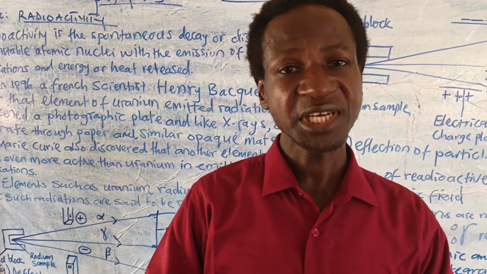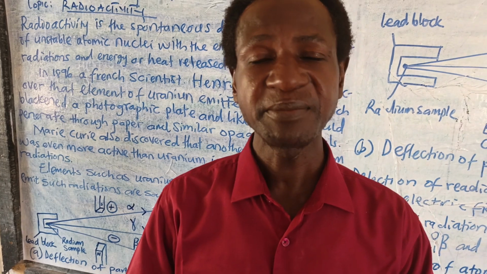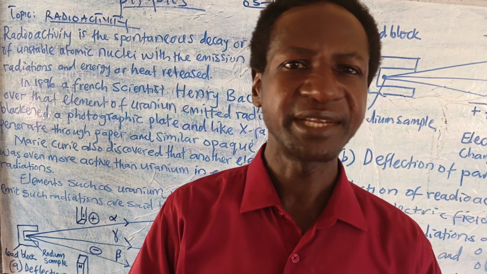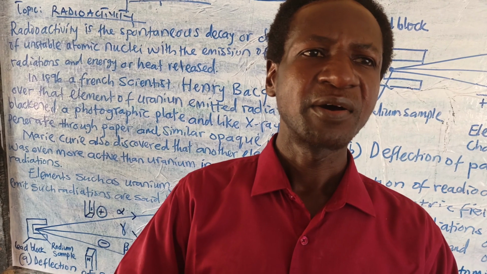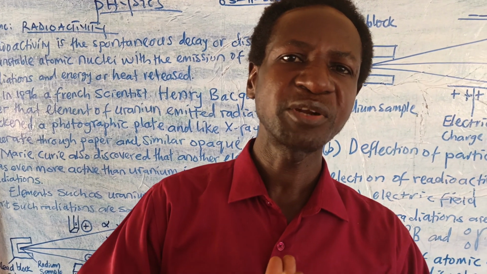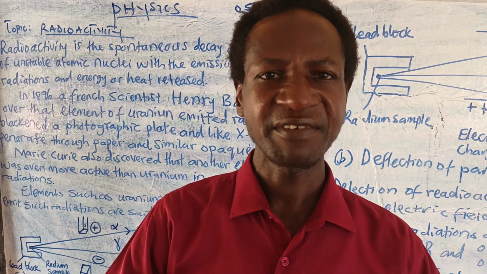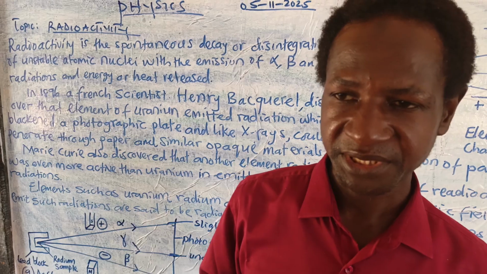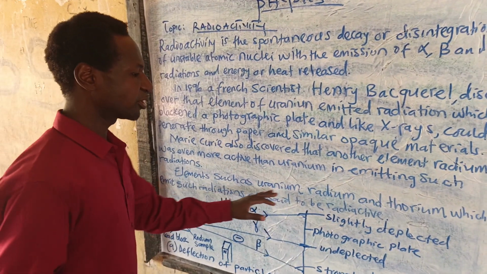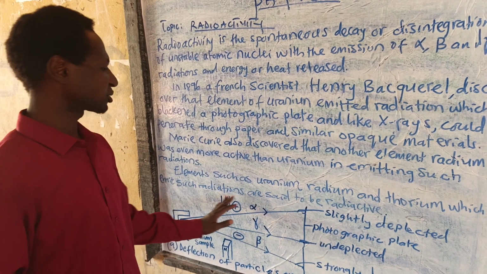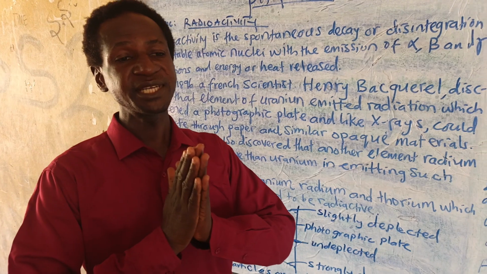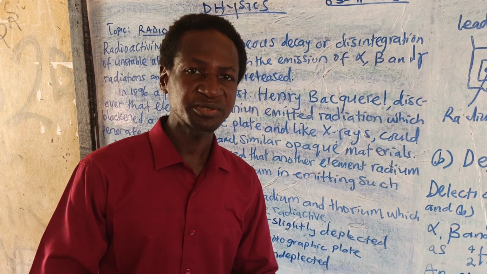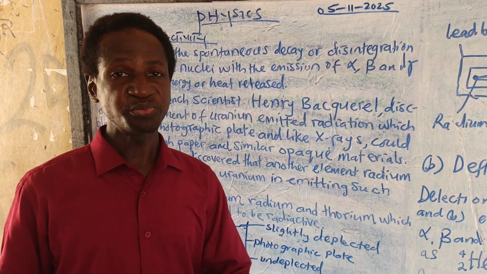So elements like uranium, radium, and thorium that can disintegrate or decay with release of heat or energy, together with emission of radiations such as alpha, beta, and gamma rays, is called radioactivity. Elements such as uranium, radium, and thorium which emit such radiations are said to be radioactive.